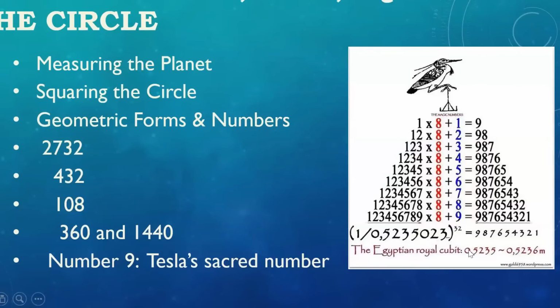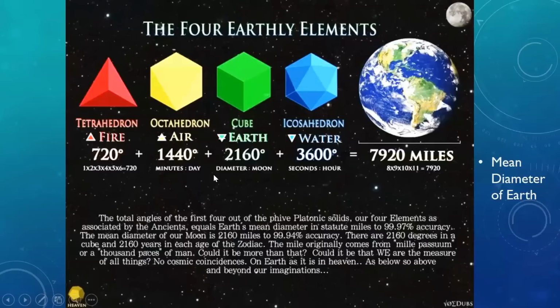And this is a glyph from Egyptian lore showing the cubit. Within working with time and measurement, these numbers come out, and these are constants of also the Platonic solids. The numbers 2732, 432, 108, 360, and 1440. And again, all of this has factors with 9, and Tesla's insight shows us that. And 360 is, of course, the degrees in a circle.